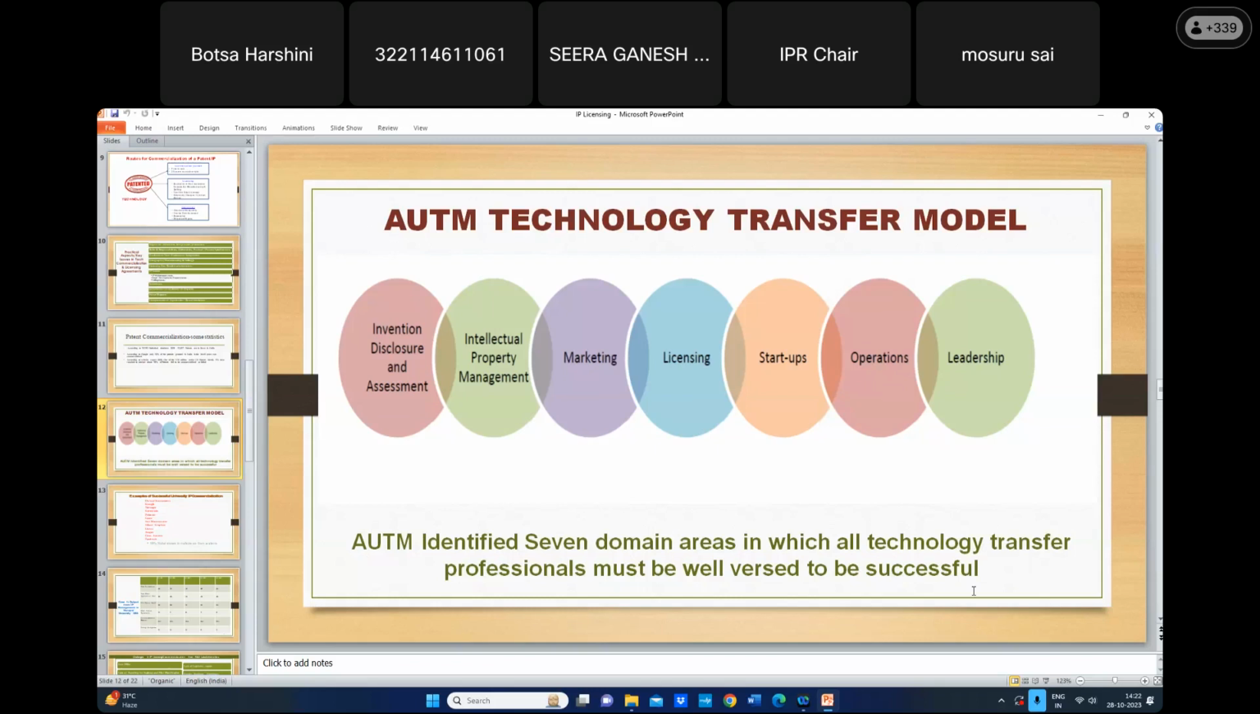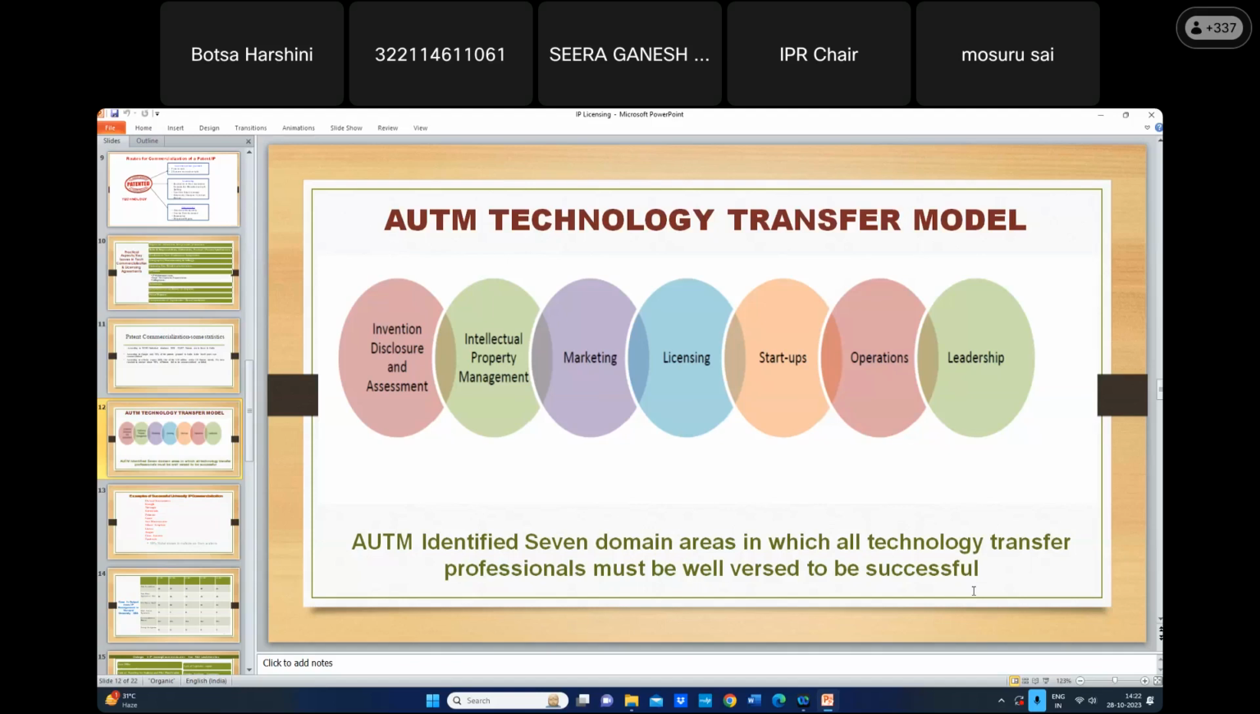Any invention has to be first disclosed to the University Technology Transfer Office or the IP cell. They do the assessment: whether the IP is important, whether it has market potential, whether it can bring revenue to the institution or not. If you go on filing all the IPs, it becomes a debt to the organization. You are wasting money. Unless there is commercial potential in your invention, there is no point in protecting it. Only if there is market potential will people take a license, and then you will make money. So that is why it's very, very important.